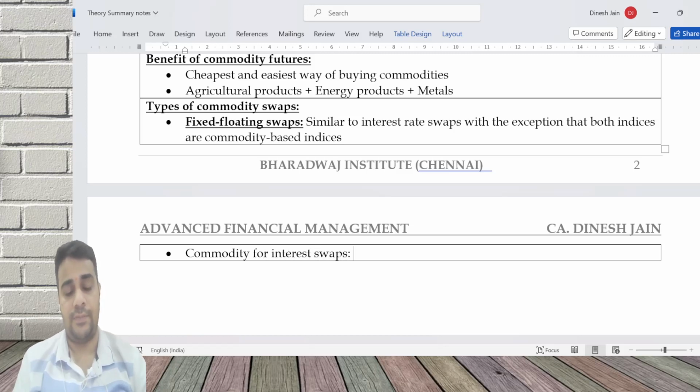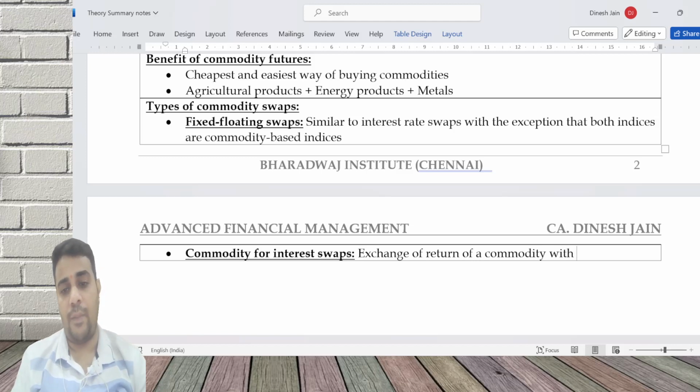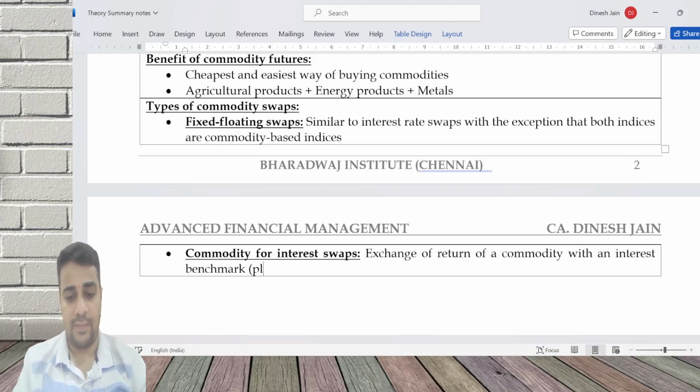Commodity for interest swaps: exchange of the return of a commodity with an interest benchmark plus or minus a spread.